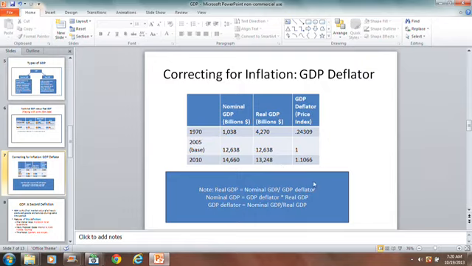Alright, so from the table here, you can see how to calculate real GDP. Real GDP should be: take nominal GDP and divide it by the deflator. So if I take the nominal GDP numbers for 1970 divided by the index, it's going to inflate those prices up, or the GDP estimate up to the base year level.